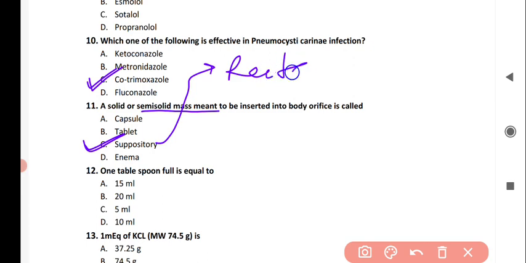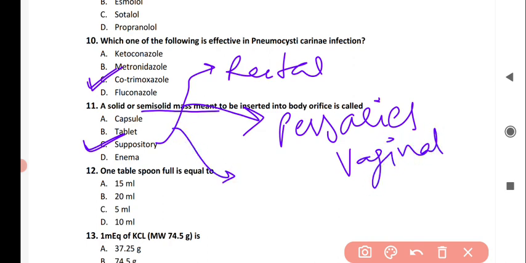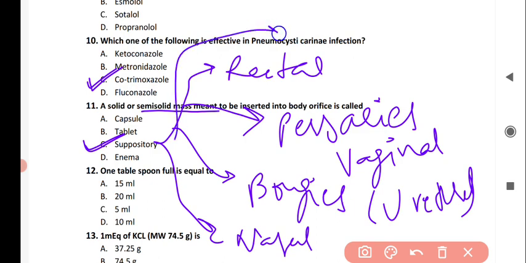First one is, we can say, rectal suppositories. Then we can say pessaries. Pessaries are given by the vaginal route. Then bougies. Bougies are mainly given by the urethral route. Then nasal bougies, which are given by the nasal route. And then we can say ear cones, which are given through the ears.